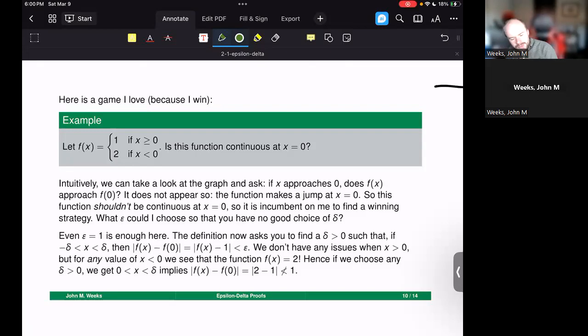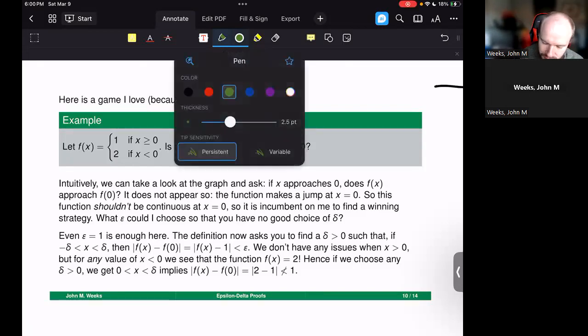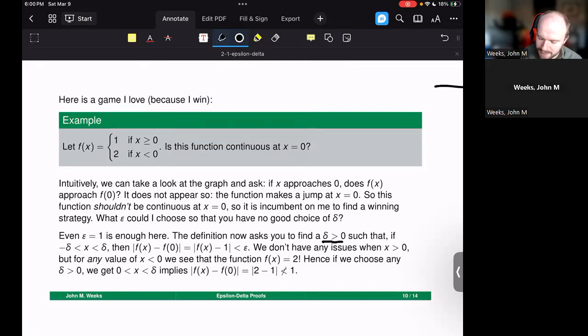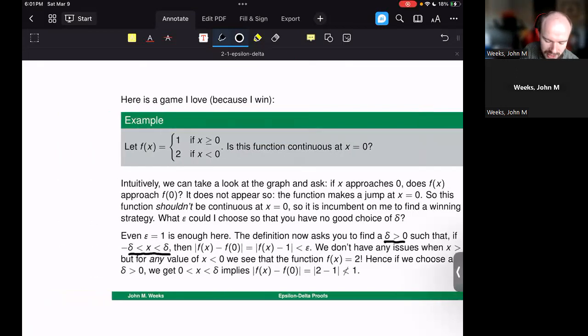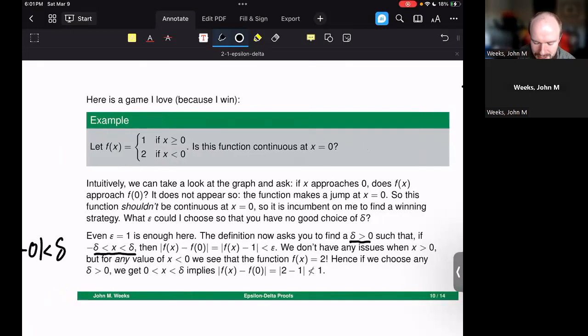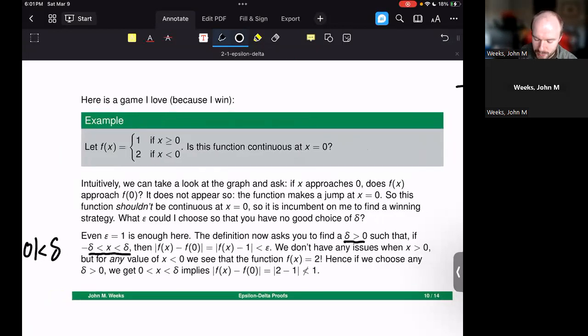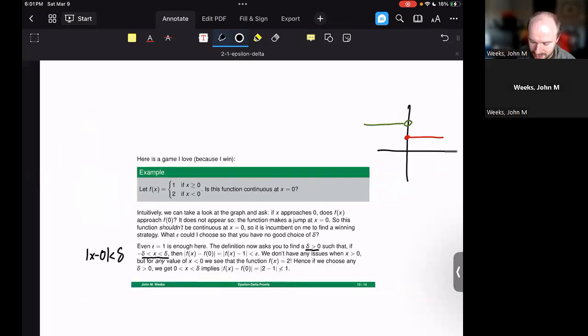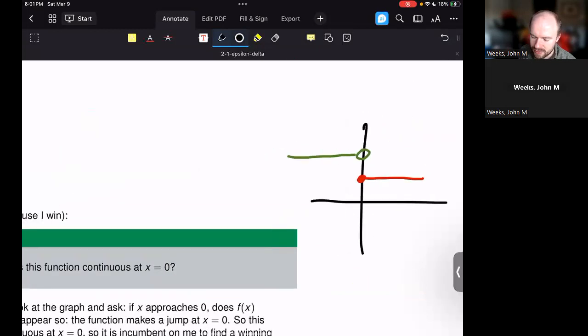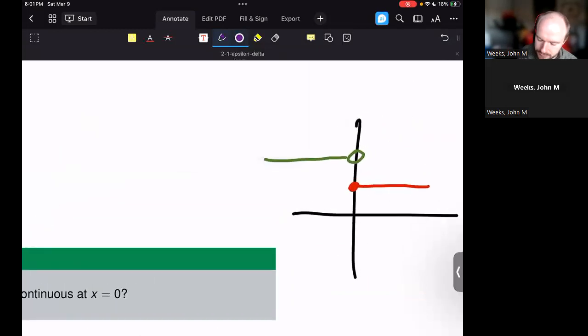Let's talk about why. Notice by the definition, I need to be able to give you a choice to find delta greater than 0 so that whenever x is in between negative delta and delta, that's what we're doing when we're saying that the absolute value of x minus 0 is less than delta, that we're just inside that little delta window, then the distance between f of x and f of 0, which, by the way, I know f of 0 is equal to 1, is less than epsilon.